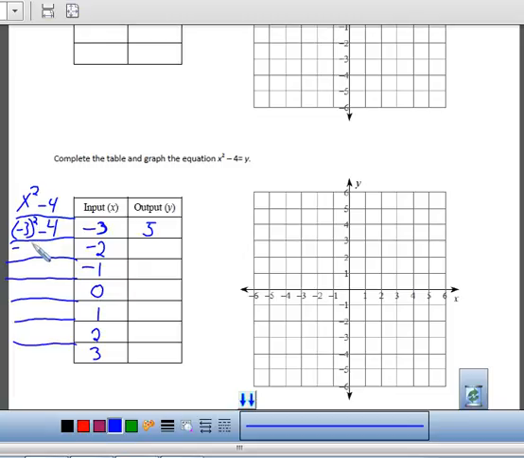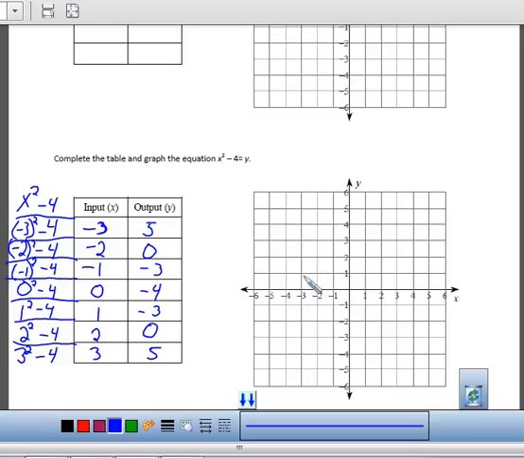Then we have -2 squared. So -2 times -2 is 4. 4 minus 4 is 0. Then we have -1 times -1 is 1. Minus 4 is -3. 0 squared is 0. Minus 4 is -4. Now, let's see what happens next. 1 squared minus 4 is -3. That's interesting. 2 squared is 4 minus 4 is 0. That's interesting. 3 squared is 9. 9 minus 4 is 5. Wow.